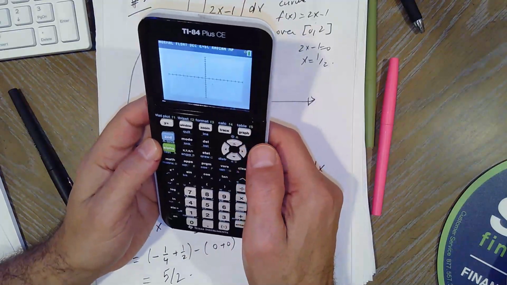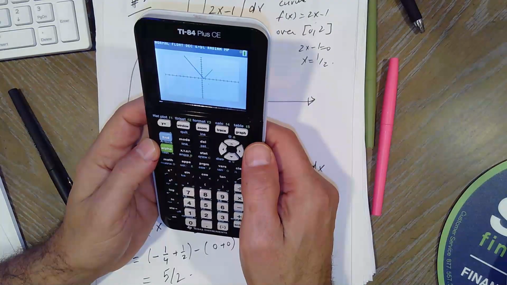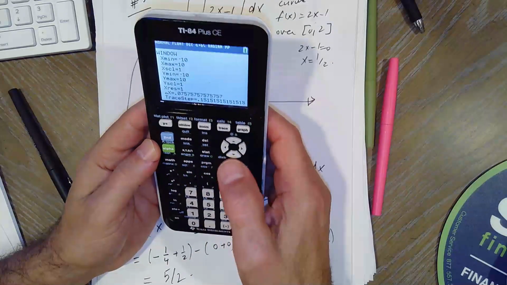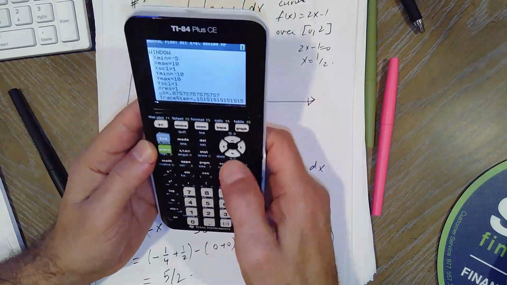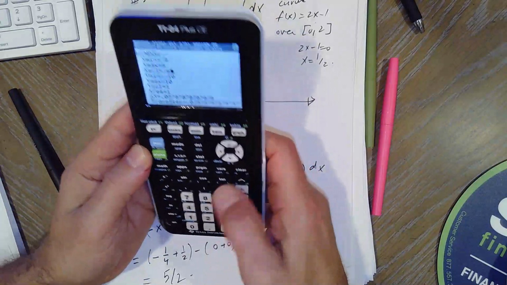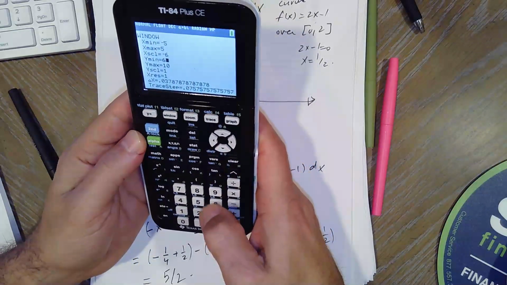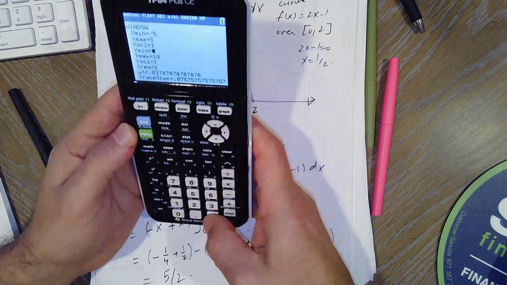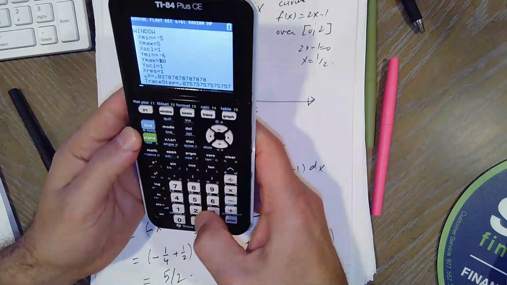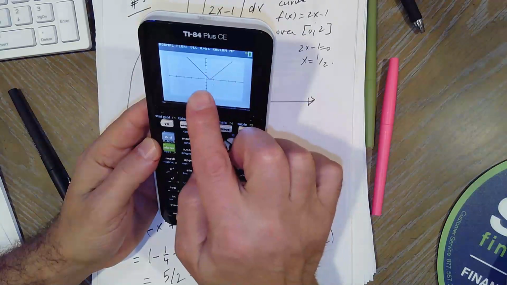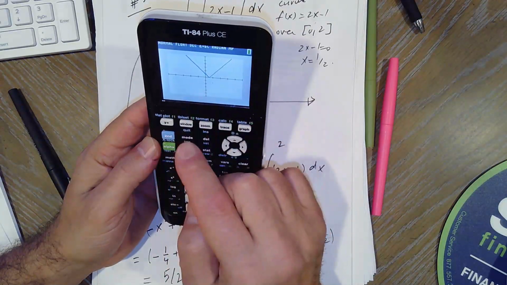And graph it. So you can see, I want to show you a better picture than this, so I'm going to go to window and do -6 to 6 on the x value and -6 to 6 on the y value. So you can see how it flipped the graph between 0 and 1/2.